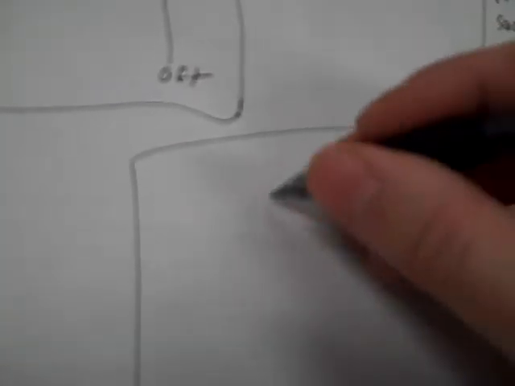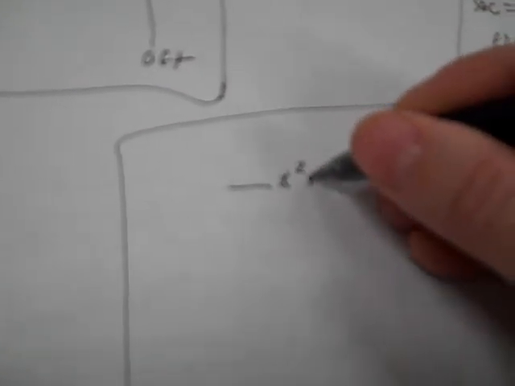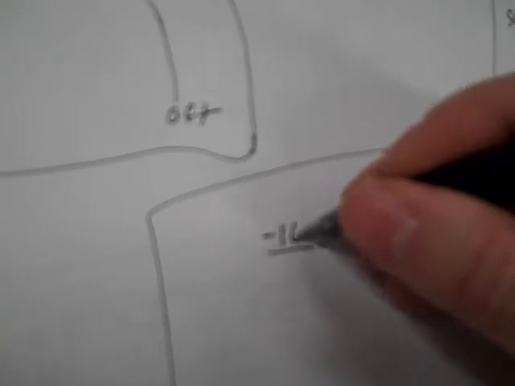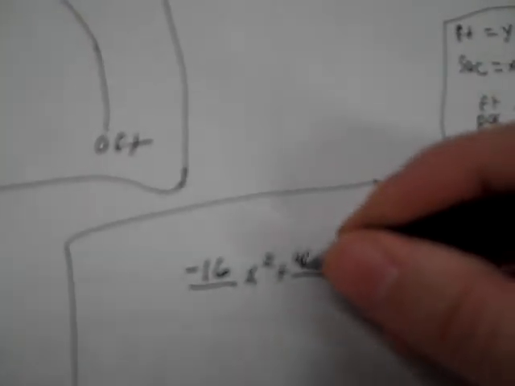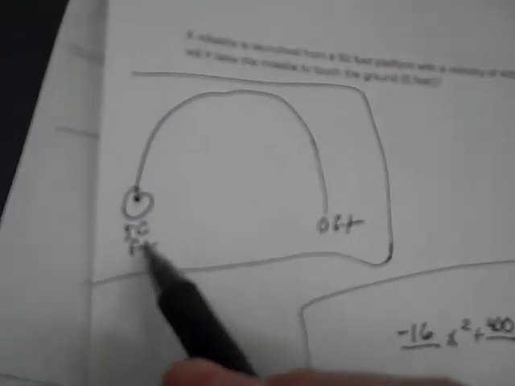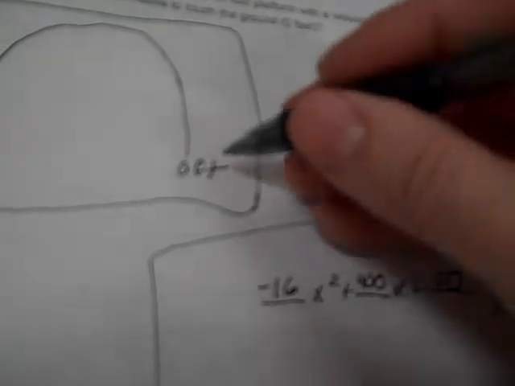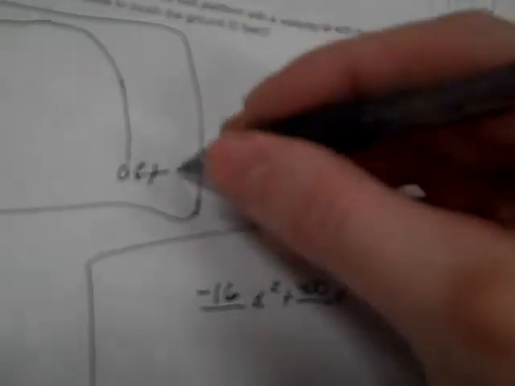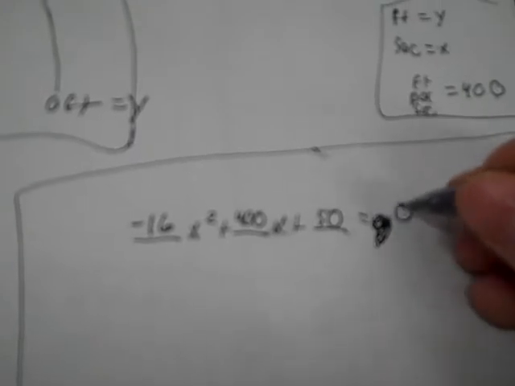Okay, so I make a pretty big box there because I use the gravity formula to write my equation. So gravity is negative 16, as always. And then my feet per second, 400. There's your x coefficient. And the starting height, 50, is your y. Now 50 feet is y, so the landing height, 0, takes the place of the y variable. And now I'm going to solve for x.